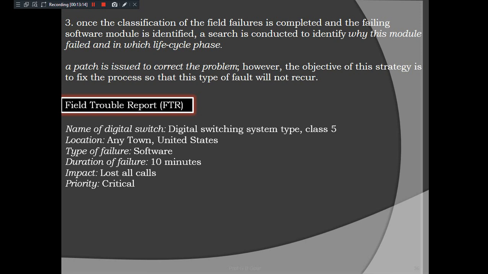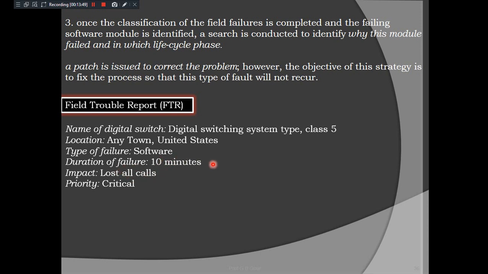For example, we'll take the name of the digital switches. Digital switching system type is class 5. Okay, guys, we know that there are many classes of COs and types of digital switching; we discussed this in module 1 itself. The location is given as US, anytime. Type of failure is software. Duration of the failure is 10 minutes. Since 10 minutes it has failed to operate. So the impact is lost all calls.